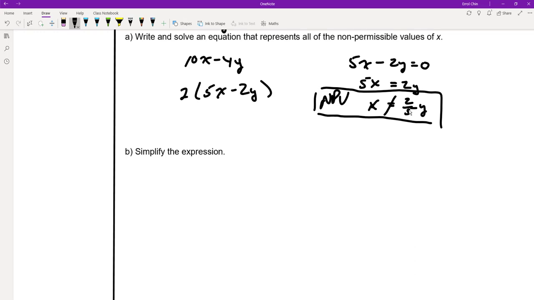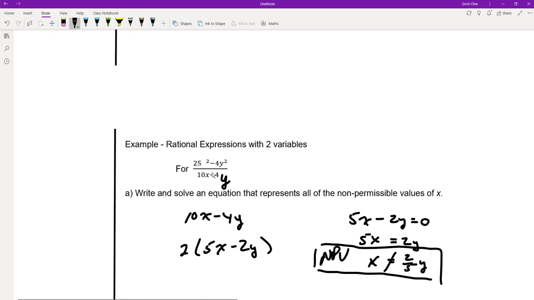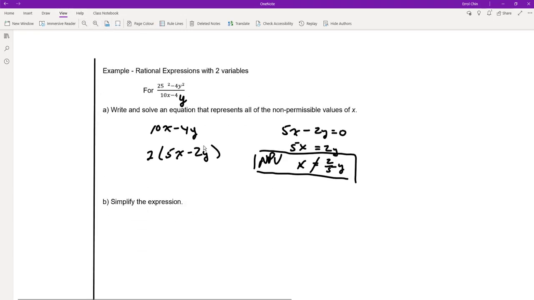Alright, so what we're going to do is we're going to simplify the expression. Now, simplify the expression means, is there a common factor in the numerator and the denominator? Well, let me just shrink this a little bit so you can sort of see. 25x squared minus 4y squared, well, that's actually 5x plus 2y, 5x minus 2y.